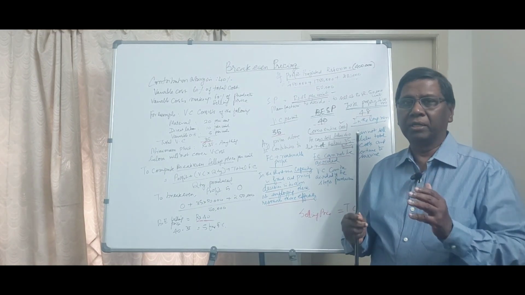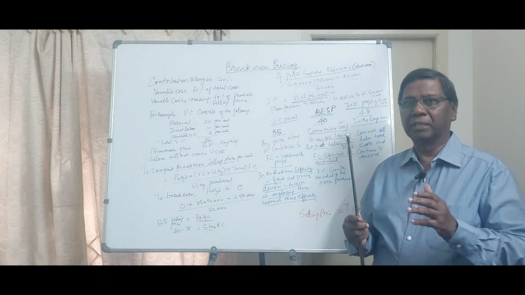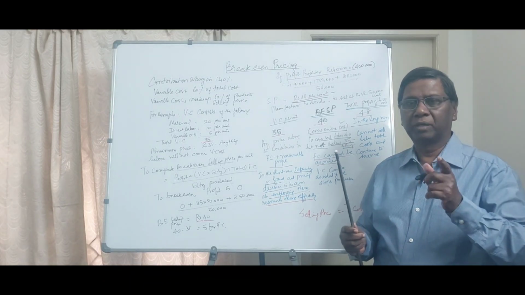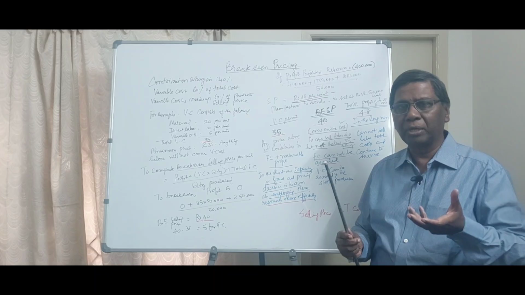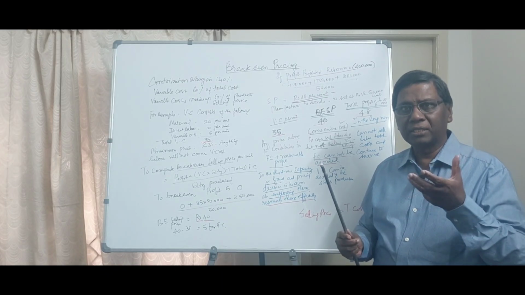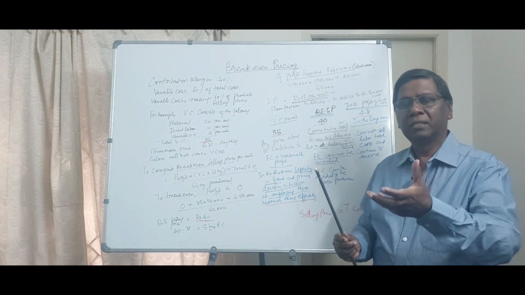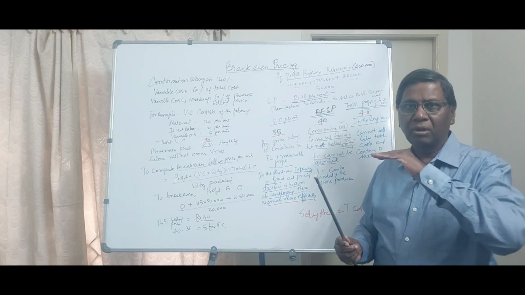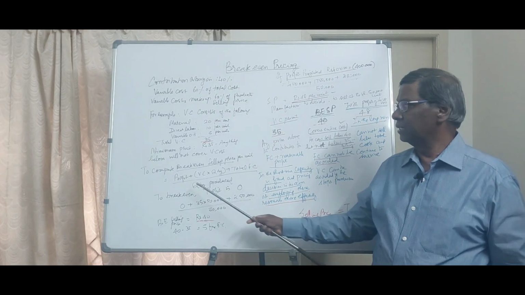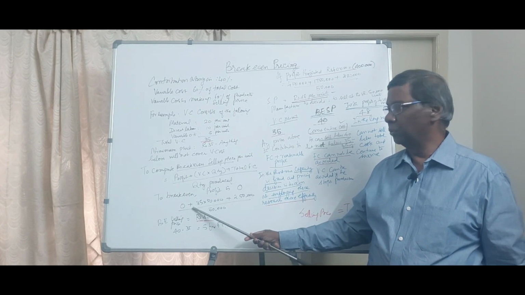But in break-even selling price, profit is zero. Profit is zero because we have already seen what the break-even point is. The break-even point is a point where there is neither profit nor loss. All costs are covered. So in this case, profit becomes zero.